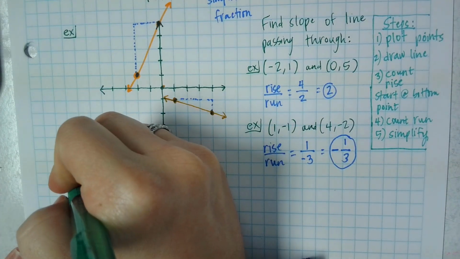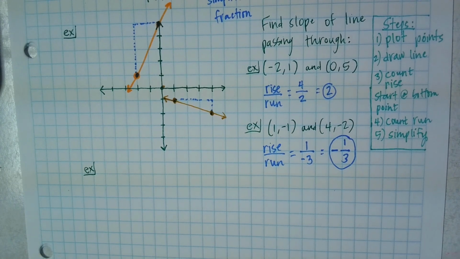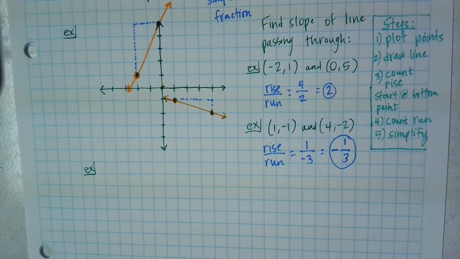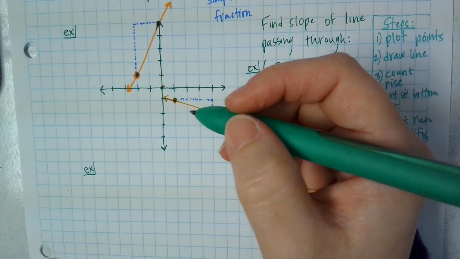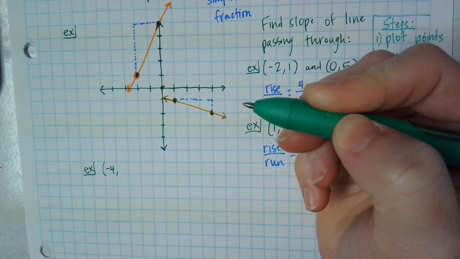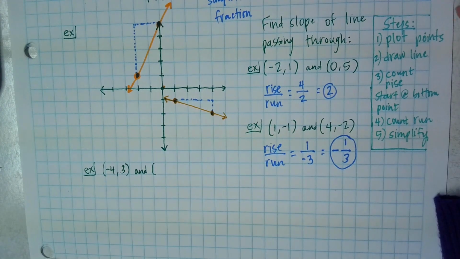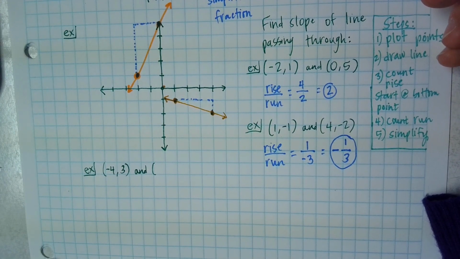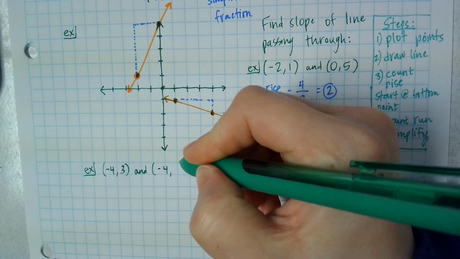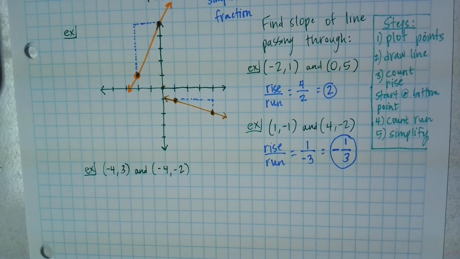I'm going to do the next example over here. Let's do -4, 3, and -4, -2. Okay? So let's find the slope between those 2 points on a line.